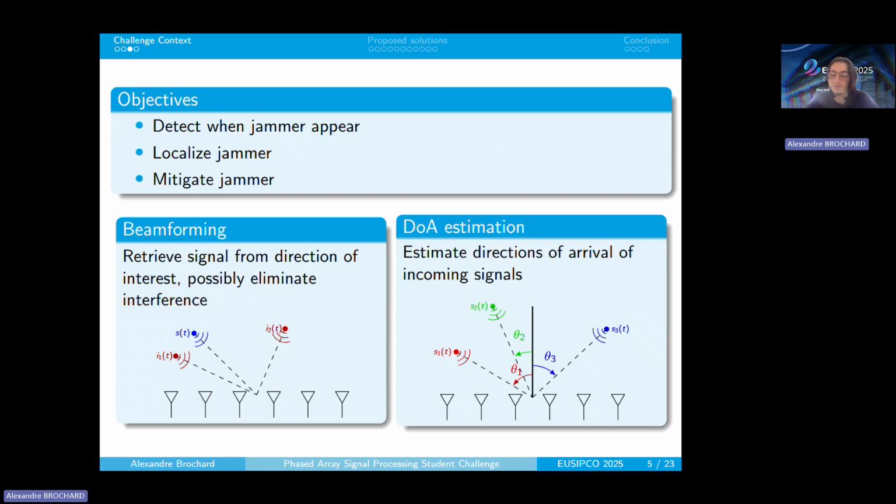And in order to fulfill those objectives, we are going to use some array processing techniques. For example, we are going to use beamforming, because by using beamforming, we are going to retrieve some signals of interest. In some cases, the GNSS signals, or in other cases, we want to retrieve the jamming signal. And by focusing on one direction, we are also going to mitigate the other directions. So we should be able to mitigate the jammer. We're also going to need some direction of arrival estimation in order to localize the jammer.